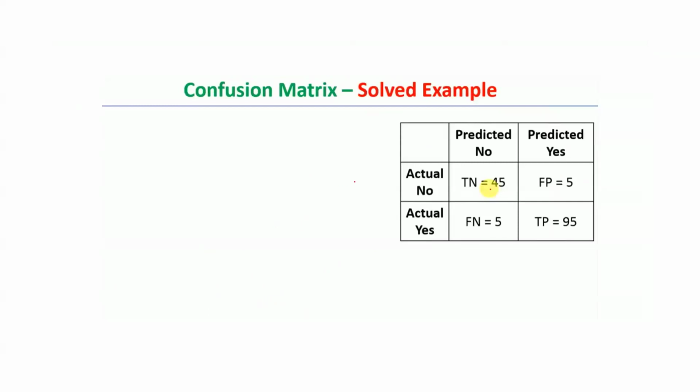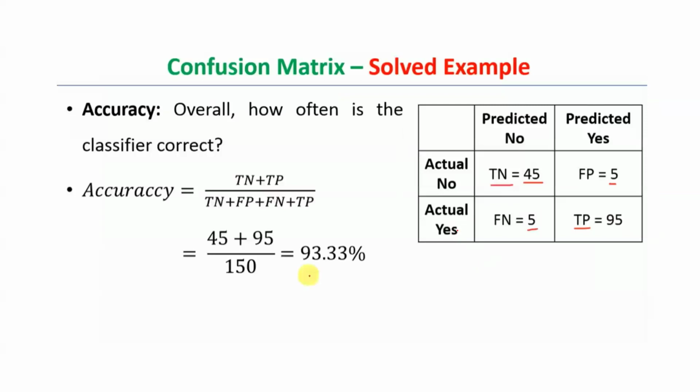So here we have true negatives, true positives, false positives, and false negatives. When actual yes and predicted yes, we know this is a true positive. When actual no, predicted no, it is a true negative. Actual no, predicted yes, this is a false positive. Actual yes, predicted no, that is a false negative.